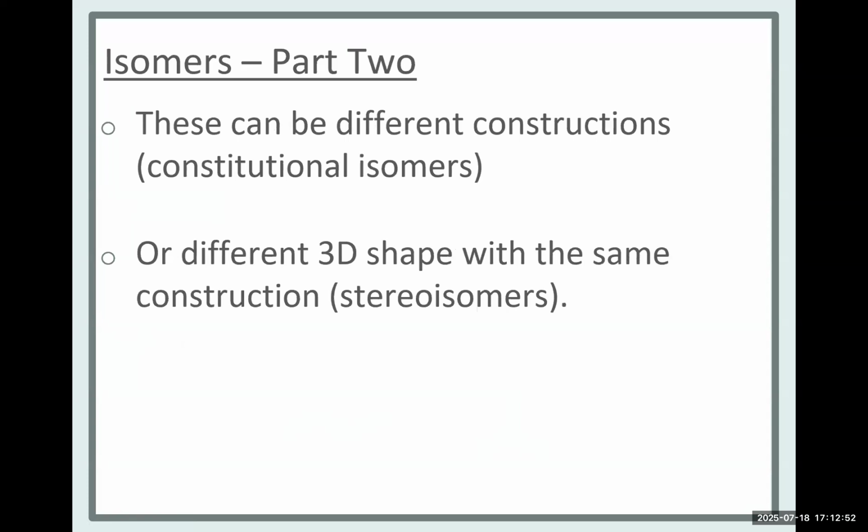So these can be different constructions, what we call constitutional isomers, or they can have the same overall construction but different 3D shapes, and we would call those stereoisomers. Constitutional isomers will have completely different condensed formulas, whereas stereoisomers would have the same condensed formula and you would have to specify something about them.